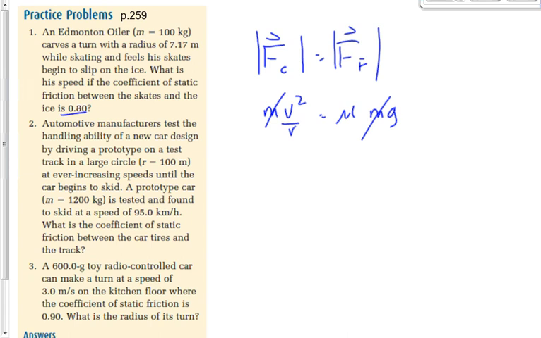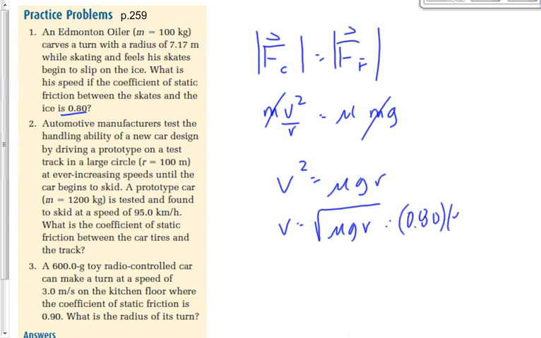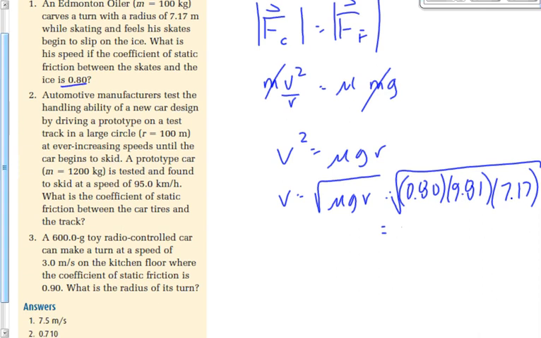So it becomes v squared over r equals mu times g. We're looking for v, so we take the r up by multiplying. v equals the square root of mu times g times r. Mu is 0.80, g is 9.81, and r is 7.17 meters. We square root that, and when we do the math, we get a value of 7.5 meters per second.